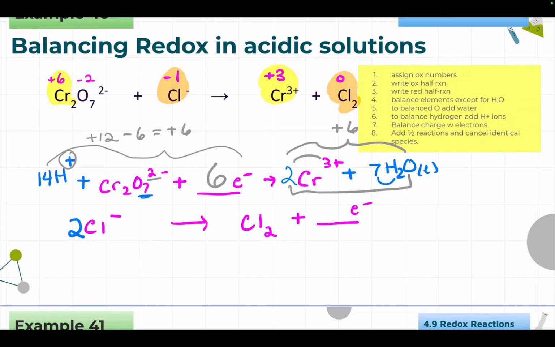And then let's do the chlorine. So this side is -2. Right now, this side is 0. So we would need to have 2 electrons. Now we are going to make sure our electrons are equal on both sides. So I would have to multiply this reaction by 3.